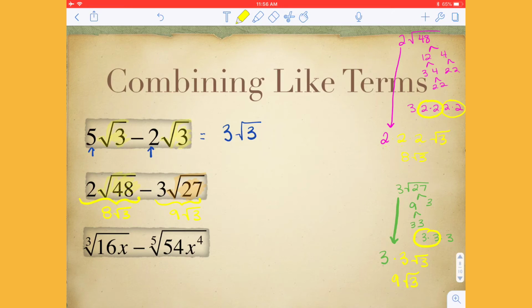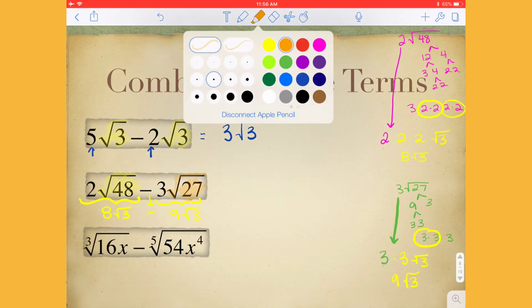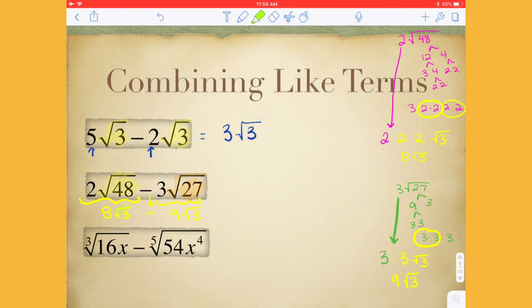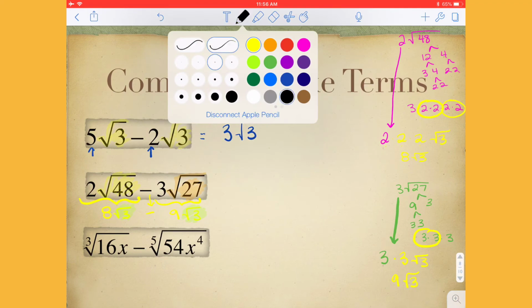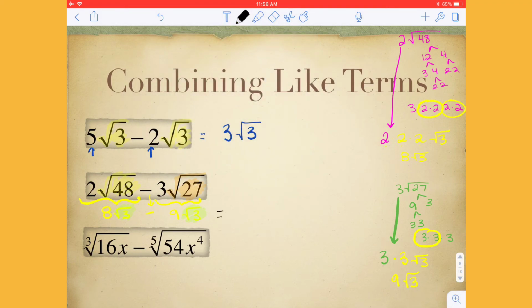I'm going to go ahead and bring down my minus sign. And now what's super, super awesome is I have the square root of 3 and the square root of 3. So I have created like terms and therefore can go ahead and combine these. 8 minus 9 is negative 1 square root of 3. And you can also write that as negative square root of 3.